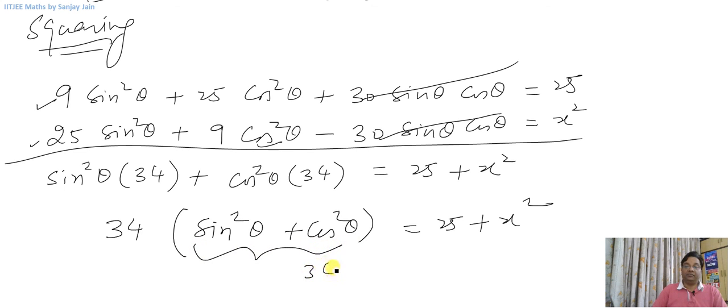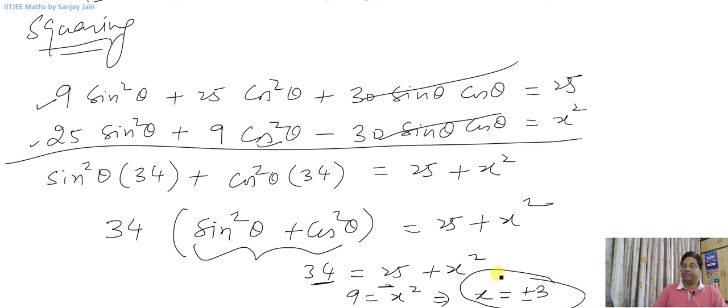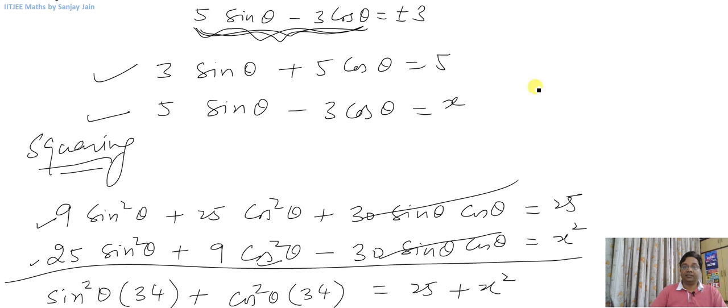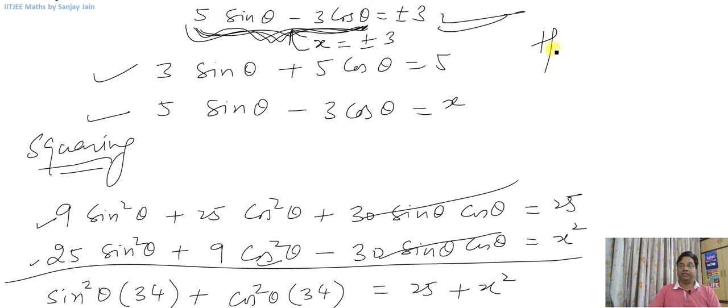So 34 is equal to 25 plus x squared. 34 minus 25 is 9. So x squared is equal to 9. So I can say that x is equal to plus minus 3. And what was x? This expression here, I had considered as x. So I have proved that x is equal to plus minus 3, which means this expression is equal to plus minus 3. Hence it is proved.